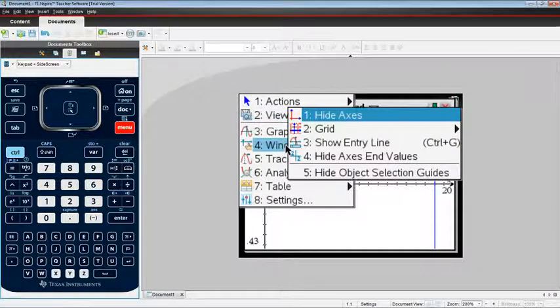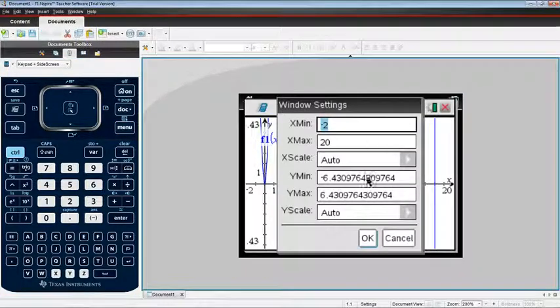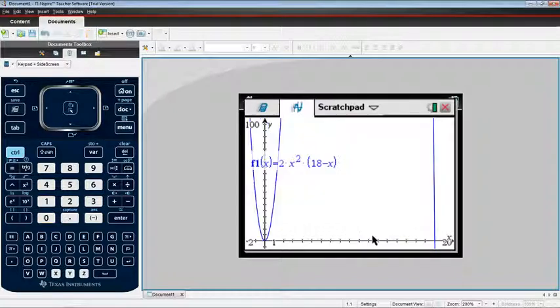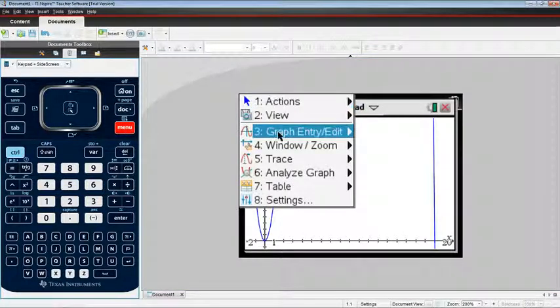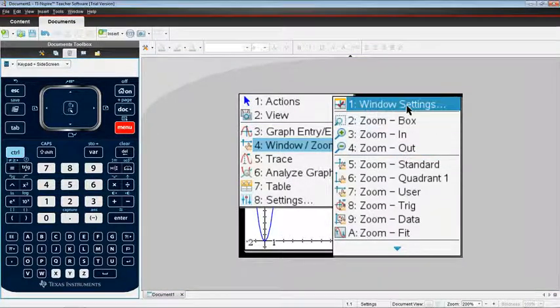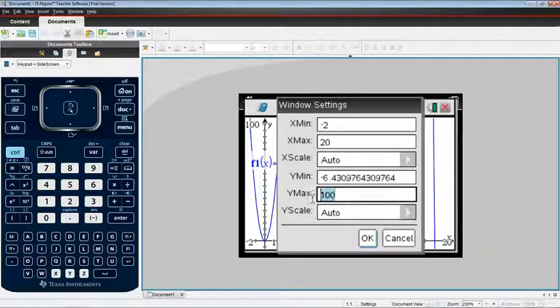Now for y-min and y-max, I don't really know what's going to be an appropriate window, so for now I'm just going to hit OK and see what happens. Alright, I see part of the graph over here. I see part over here. I can infer from what I'm seeing here that the graph seems to be increasing, and then it's going to come back down over here. So we're missing a lot of the graph up above.